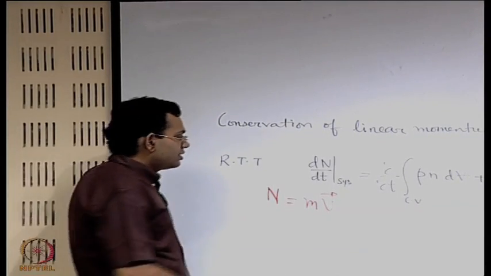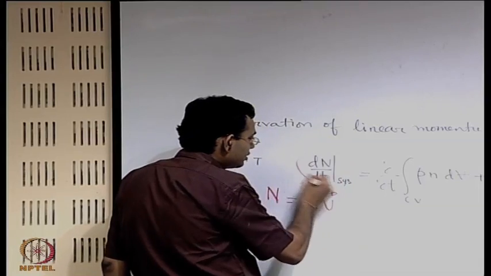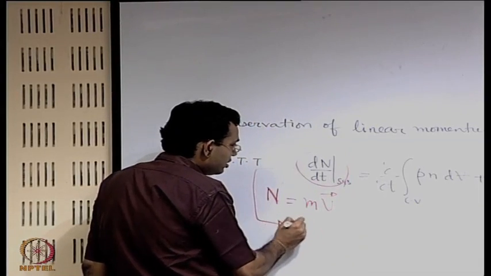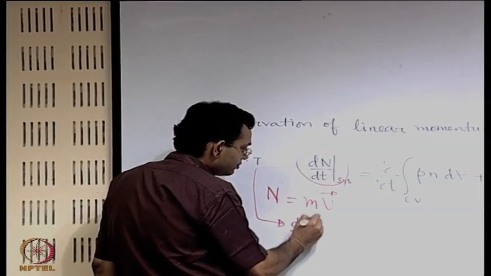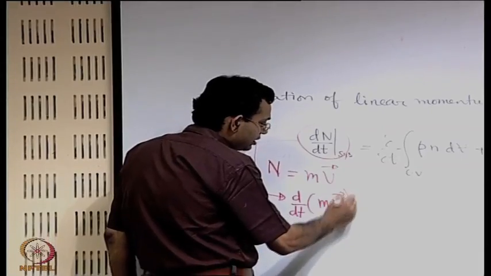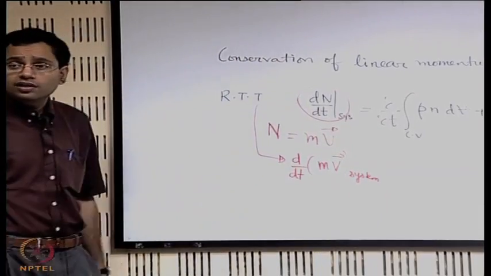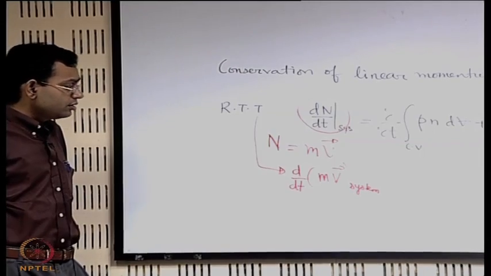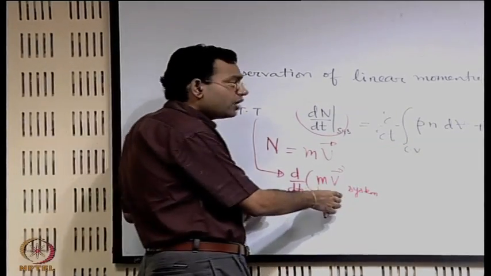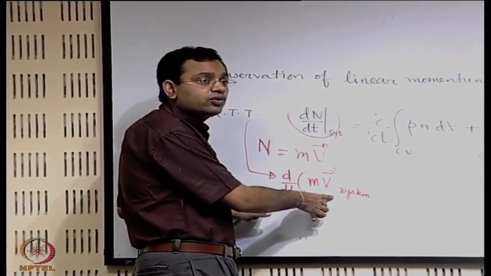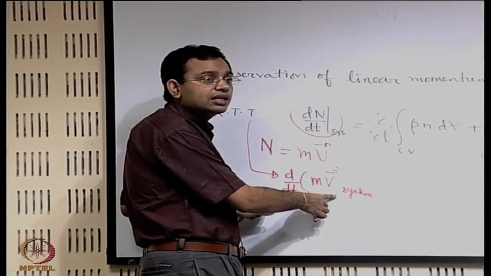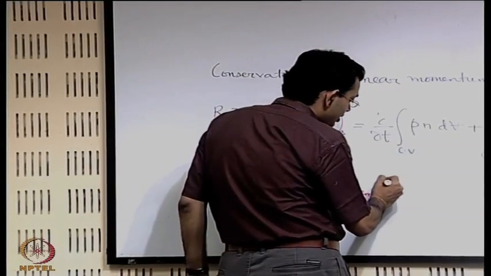So we can write the left hand side as d/dt of mV of the system. When we write d/dt of mV for the system, by Newton's second law of motion this is the resultant force which is acting on the system.